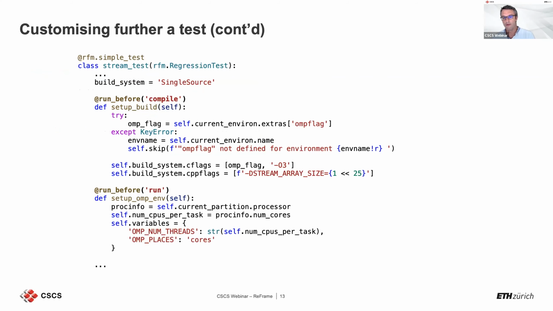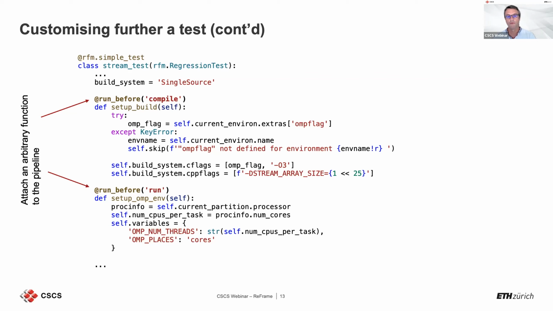And we further want to extend the test now. We want to change the array size, because we first want to increase the stream array size to make it big enough. And the other thing is that we want to pass the OpenMP flag. You can do that basically by changing the different phases of the test. These are called the pipeline of the test. I'm going to have a dedicated slide about it in just a second.